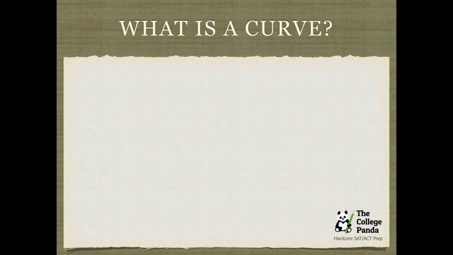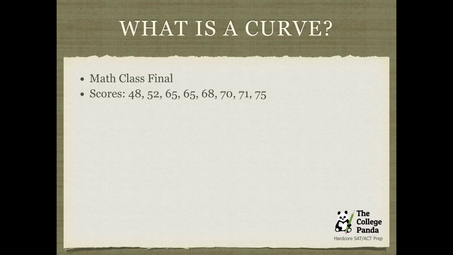Well, you probably have some idea from school. Let's say everyone in your math class takes a final and the scores come out like this. So we have a 48, a 52, 65, and the top score is a 75. Normally a C, but your teacher, provided he's not a jerk, which a lot of math teachers can be, will probably scale that 75 up to an A.